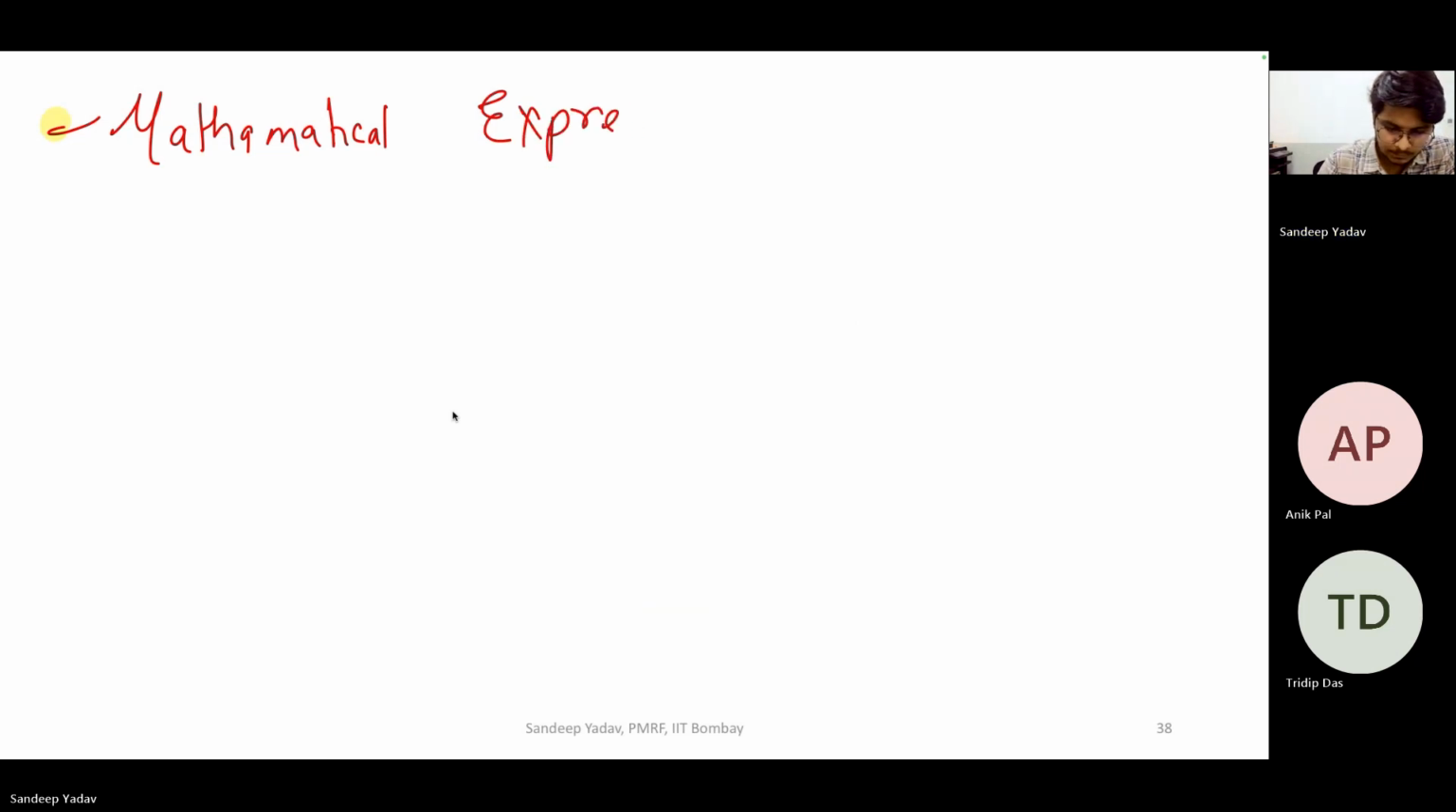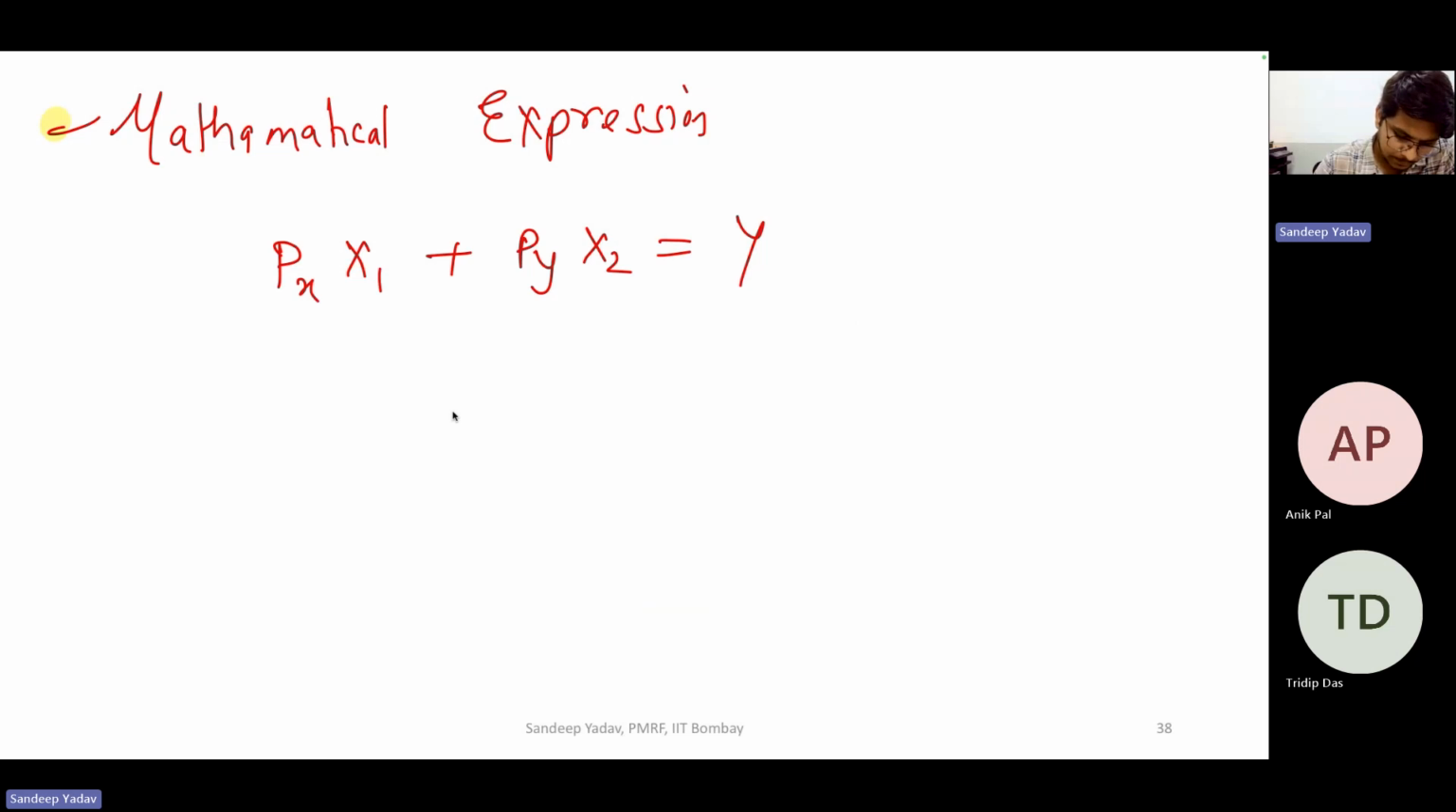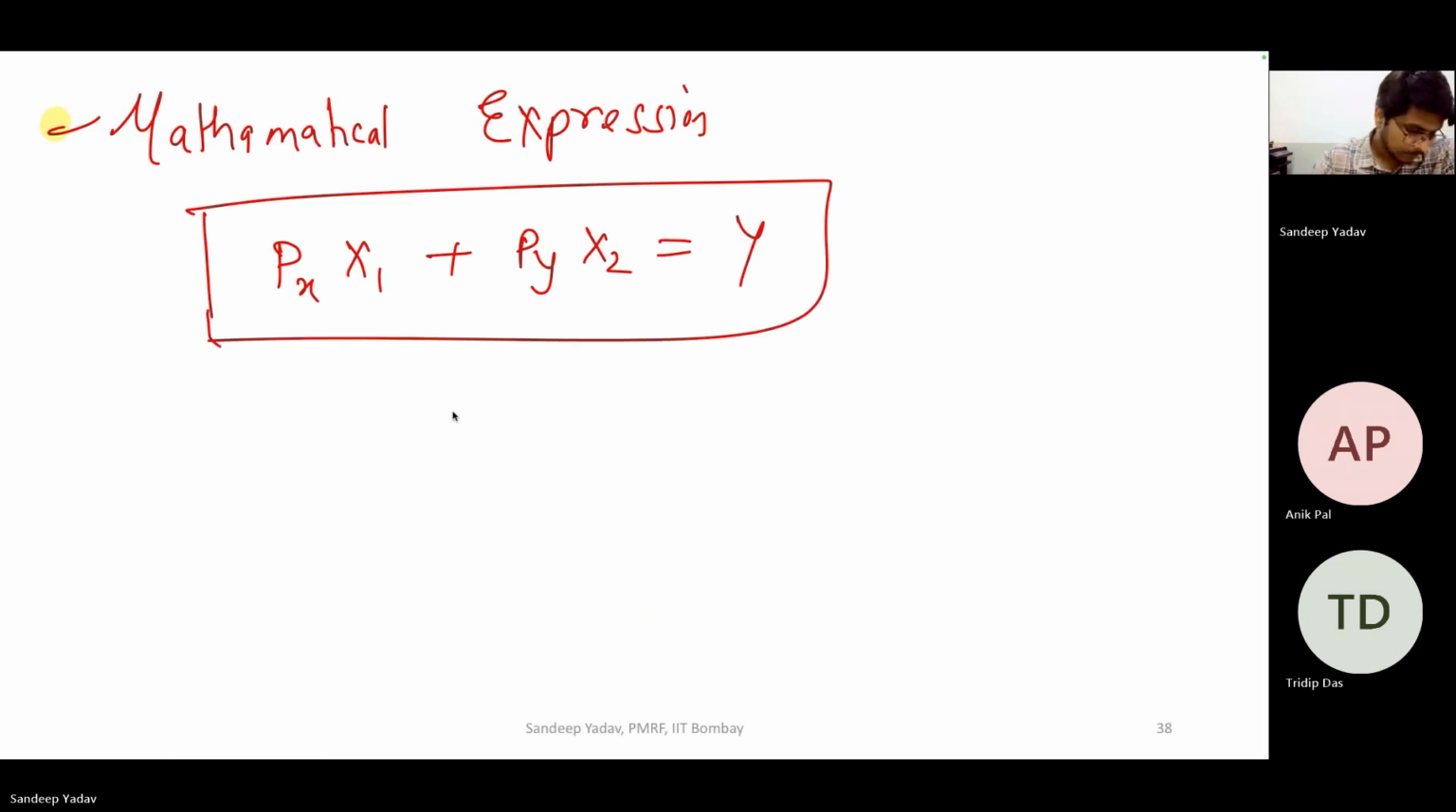Mathematical expression would be px into x1 plus py into x2 would be y. So to calculate the total demand, this also is satisfied.